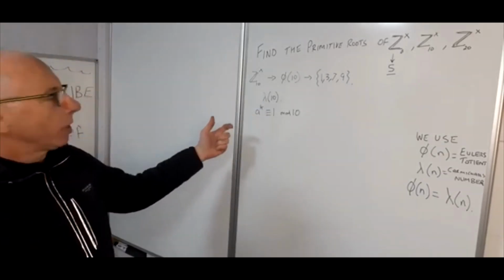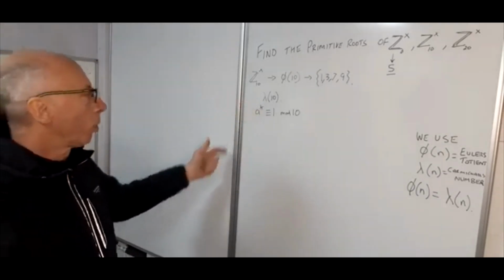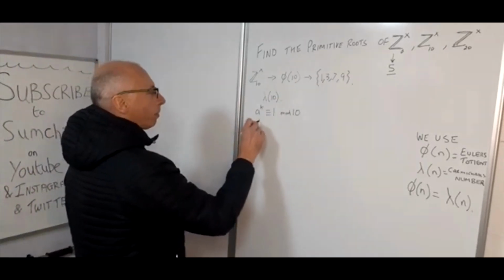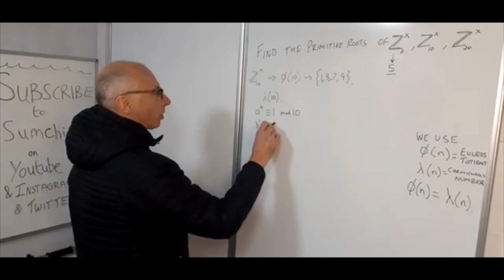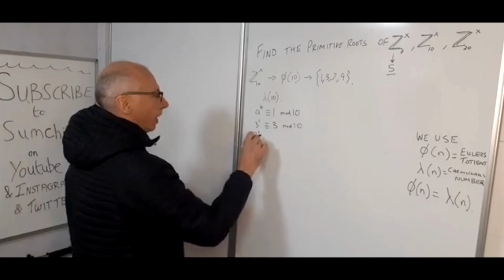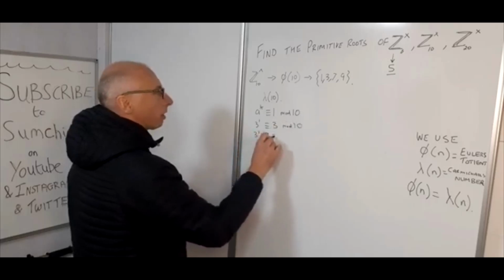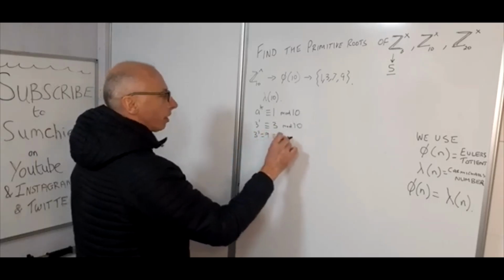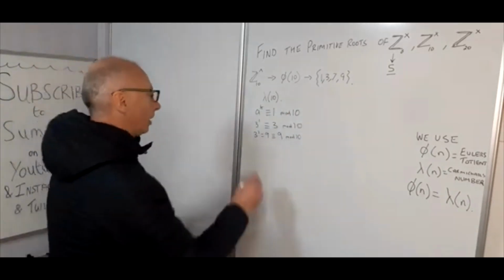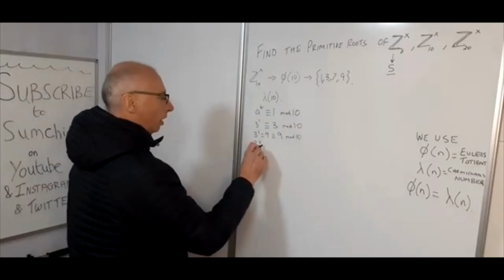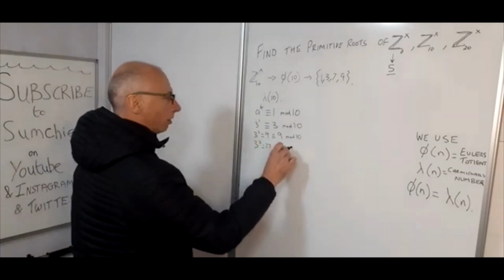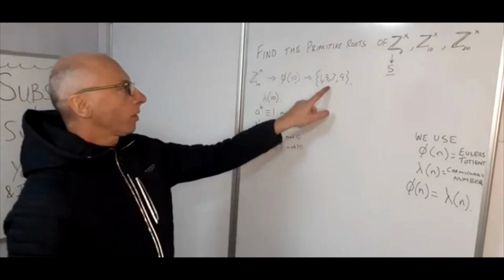So 1 we don't need to do, whatever we raise 1 to will always give us 1. So that's fine. Let's start with 3. So 3 to the power of 1 is congruent to 3 mod 10. 3 squared equals 9, which is congruent to 9 mod 10. So we've generated 2 members of the set so far. 3 cubed equals 27, which is congruent to 7 mod 10. So now we've got 3 of the numbers.